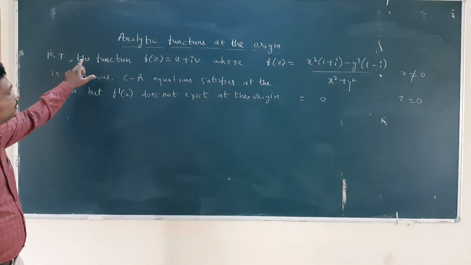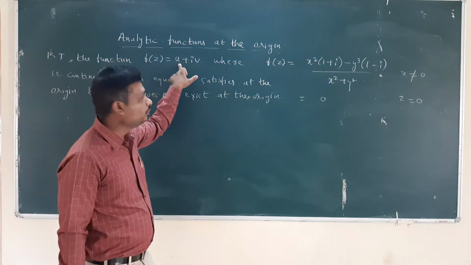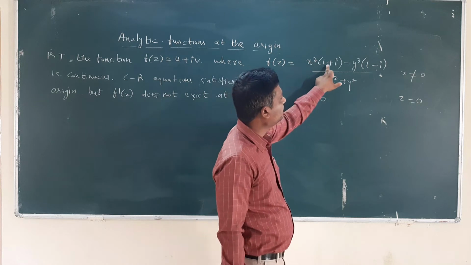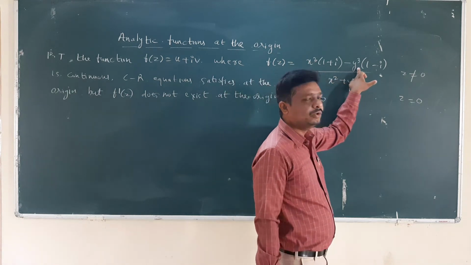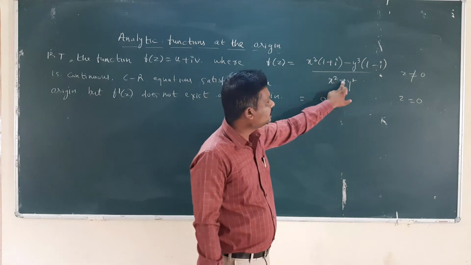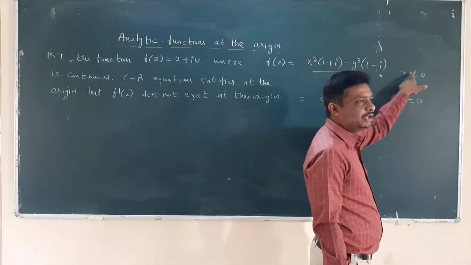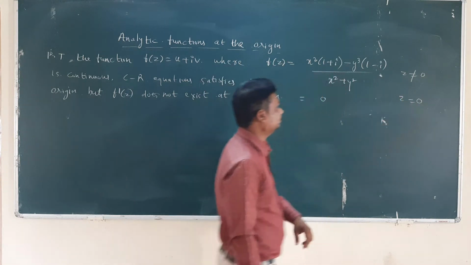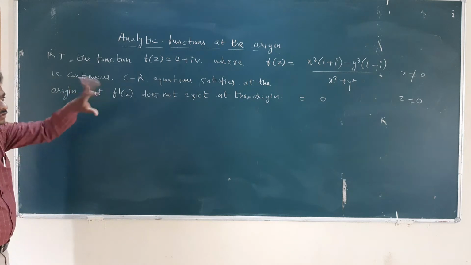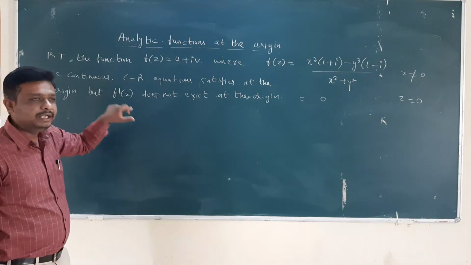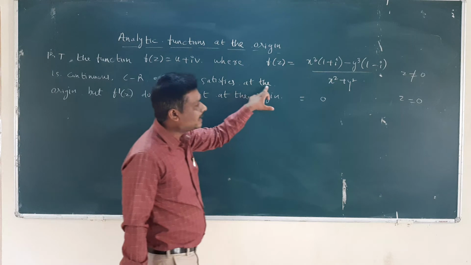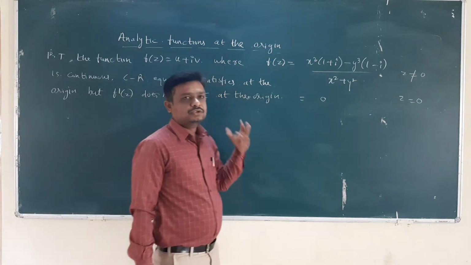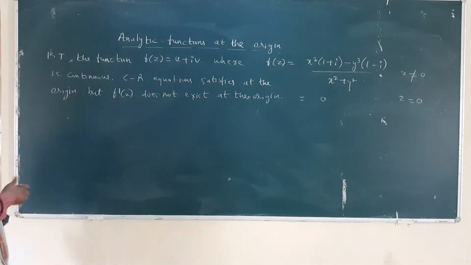Here we have to prove the function f of z equal to u plus iv, where f of z is given as x cube into (1 plus i) minus y cube into (1 minus i) upon x square plus y square for z not equal to 0, and the value of f of z is 0 for z equal to 0. So here we have to prove this function is continuous and the CR equations are satisfied at the origin, but f dash of z does not exist at the origin. So this is our problem. So let us see the solution.